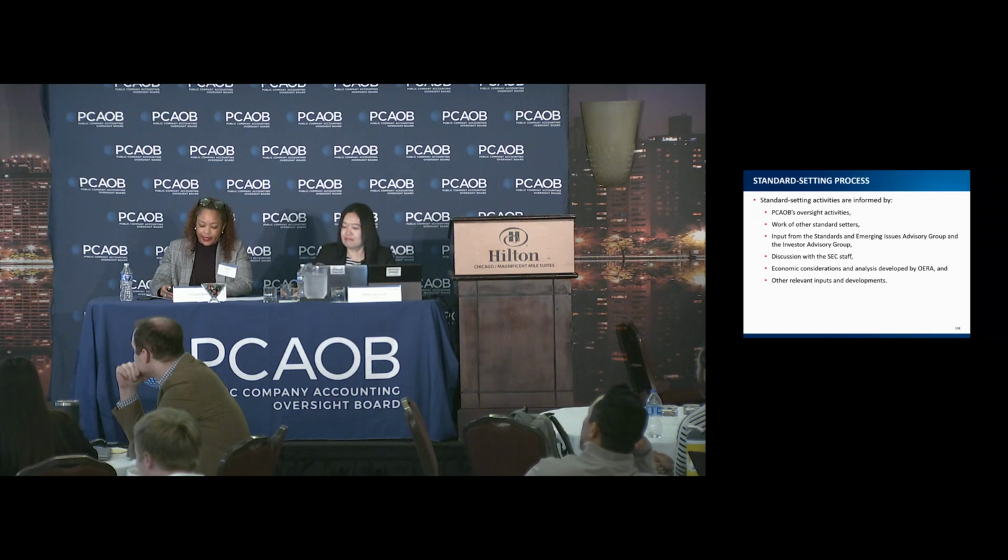So it's important to point out that we seek external input in advance of proposed rulemaking. On this slide, you can see some of the resources that inform our standard setting process. So these include the results of our inspection and enforcement activities. For example, numerous inspection deficiencies in a particular area may indicate that there is a need for staff guidance or a change in the standards. Our work is also informed by the activities of other regulators and standard setters, such as the International Auditing and Assurance Standards Board and the Accounting Standards Board of the AICPA.